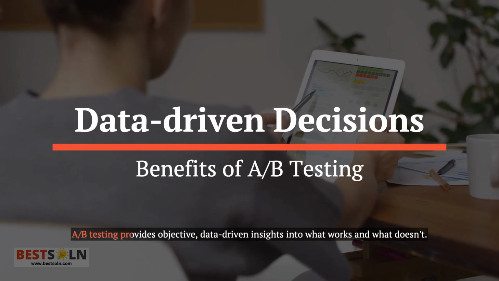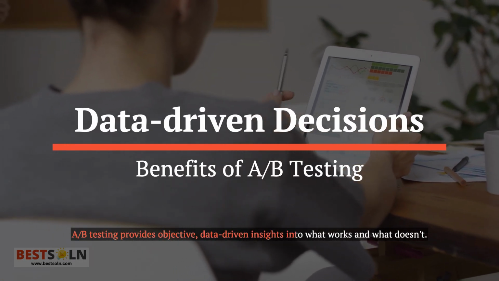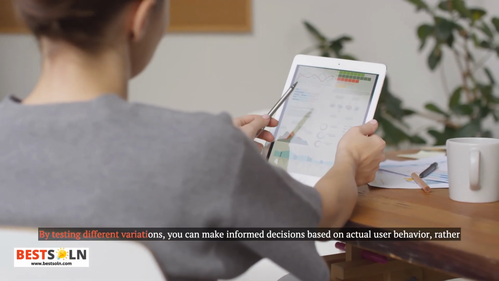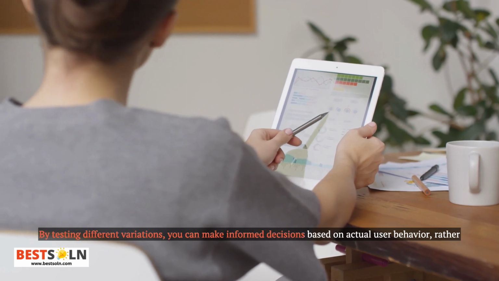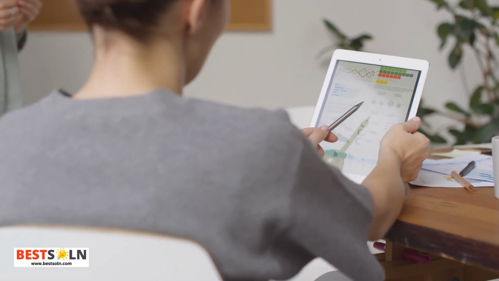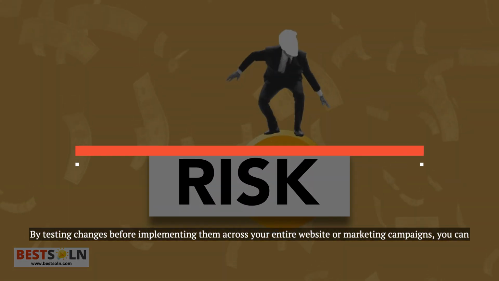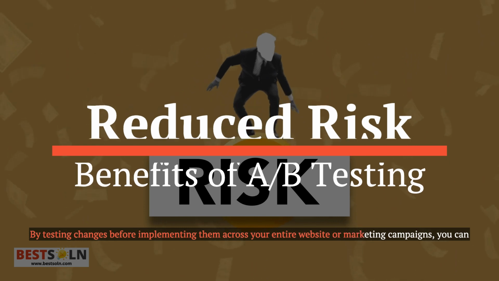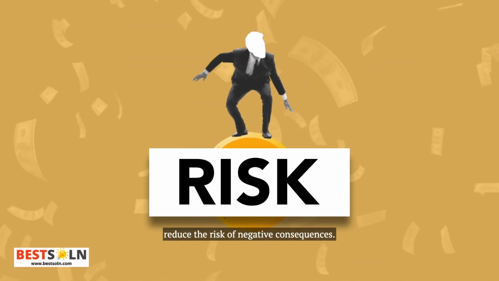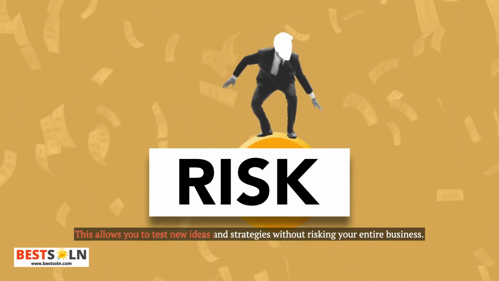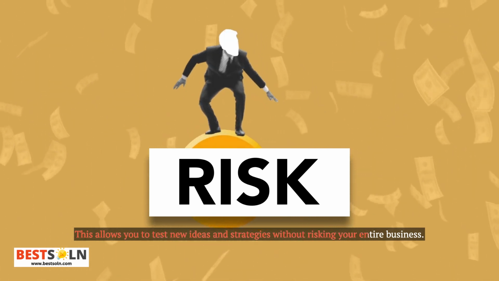A/B testing provides objective, data-driven insights into what works and what doesn't. By testing different variations, you can make informed decisions based on actual user behavior, rather than assumptions or guesses. By testing changes before implementing them across your entire website or marketing campaigns, you can reduce the risk of negative consequences. This allows you to test new ideas and strategies without risking your entire business.